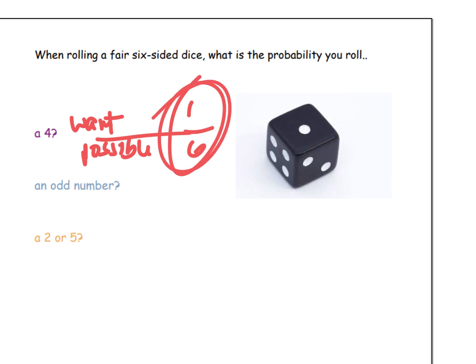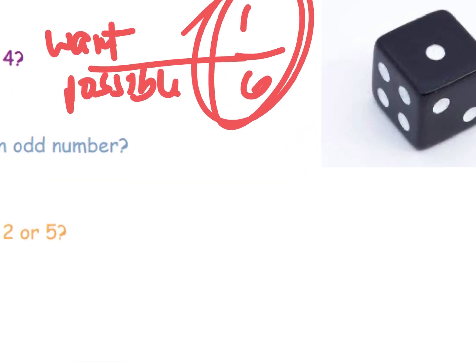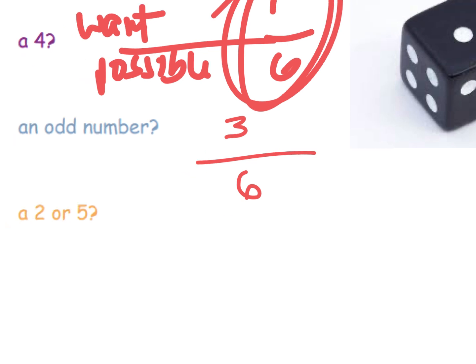Okay, good. An odd number. Well, all the things I want, there's 3 of them. I could get a 1, a 3, or a 5, and there's 3 of them that I want. There's 6 of them that are possible, so I bet you said 3 out of 6 for that. AKA 50% or 1/2. All right?